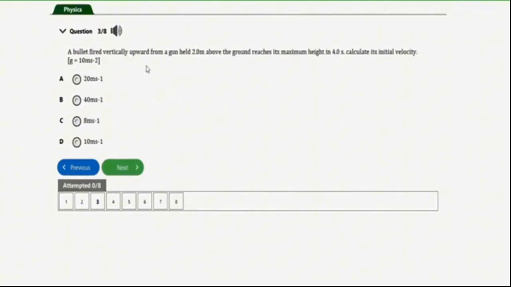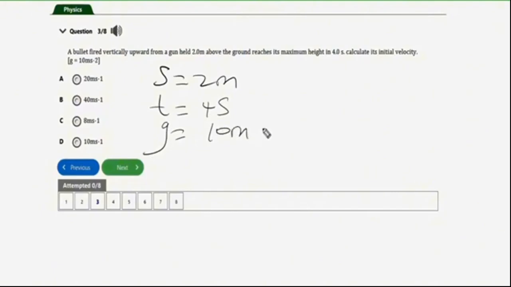Alright, the next repeated question is this one. It says, a bullet fired vertically upwards from a gun held 2 meters above the ground reaches its maximum height in 4 seconds. Calculate its initial velocity. Let's get our parameters. We have our distance x to be 2 meters, our time t to be 4 seconds, and our acceleration due to gravity g to be 10 meters per second square.